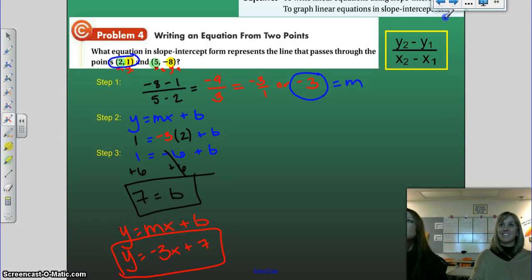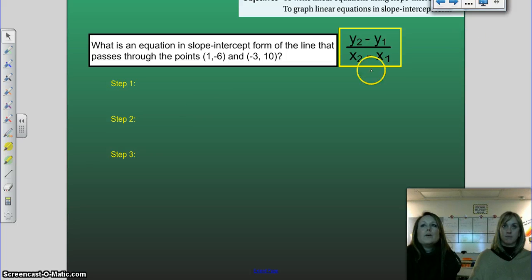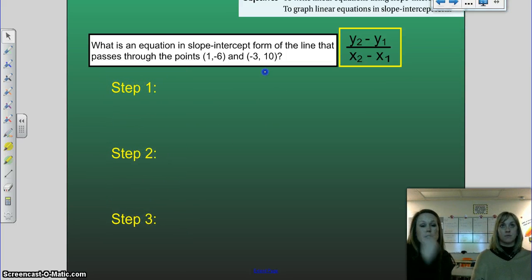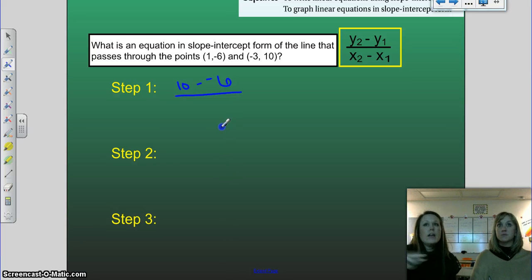What is an equation in slope-intercept form of the line that passes through these points? So again, we're going to do y2 minus y1. I can look up here. My second y value is 2, so 10 minus negative 6. That's going to slip you up. Make sure it's always the number minus, and then if it's a negative, you have that other negative sign.